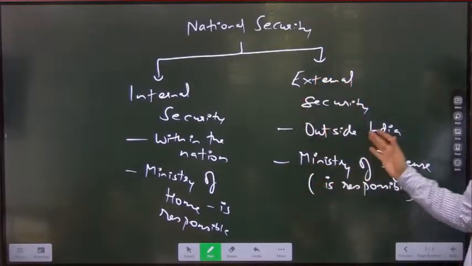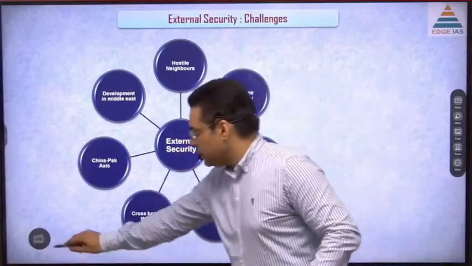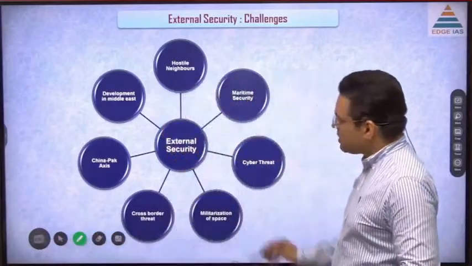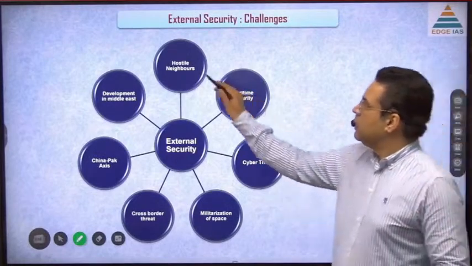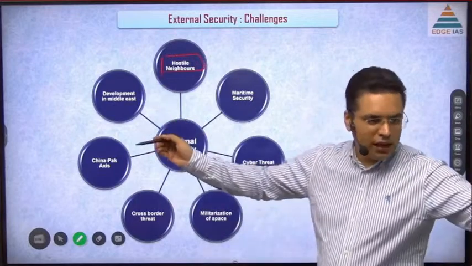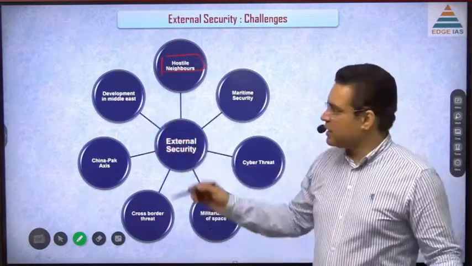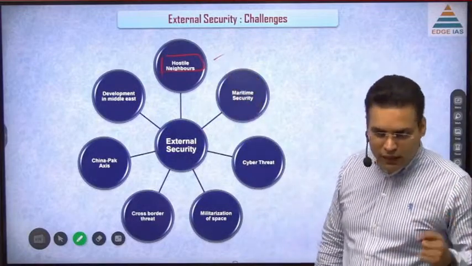So this is internal security and this is external security. Now, what are the attributes of external security? For example, if I talk about India, externally we are facing challenges. We don't have to create problems; there are problems sitting outside India. For example, we have hostile neighbors. And why are they hostile? There is some reason behind it.